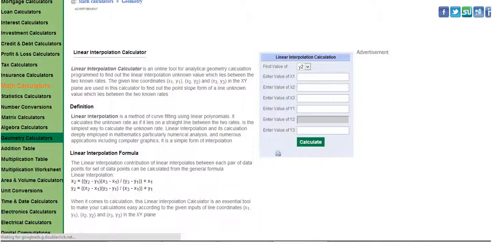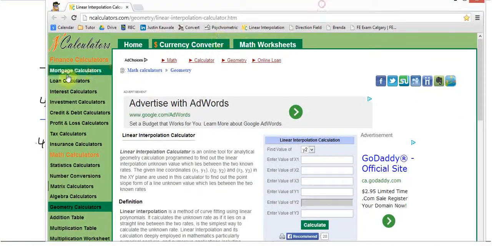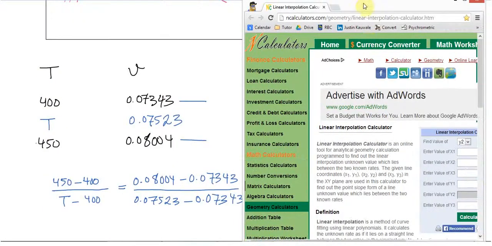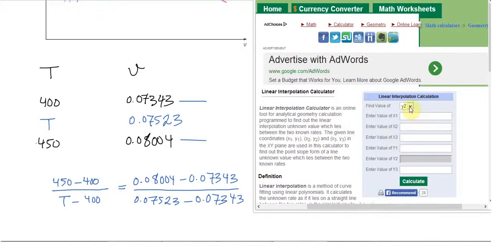Another way that we have is to use the website that I'm gonna post the address of in the video. So in this case, we are looking for x. Usually x refers to the column at the left and y refers to the column at the right. So the magnitude of the first x is 400. The magnitude of the second x is unknown, and the third x is known, 450.